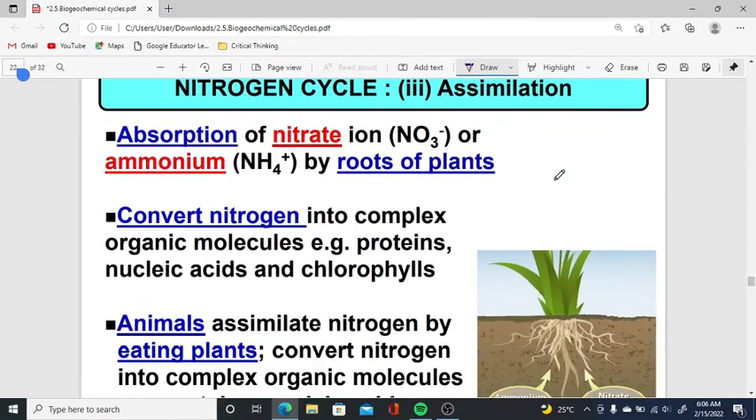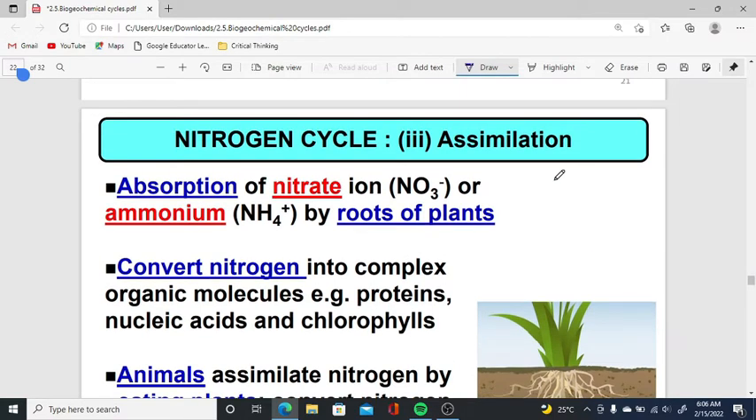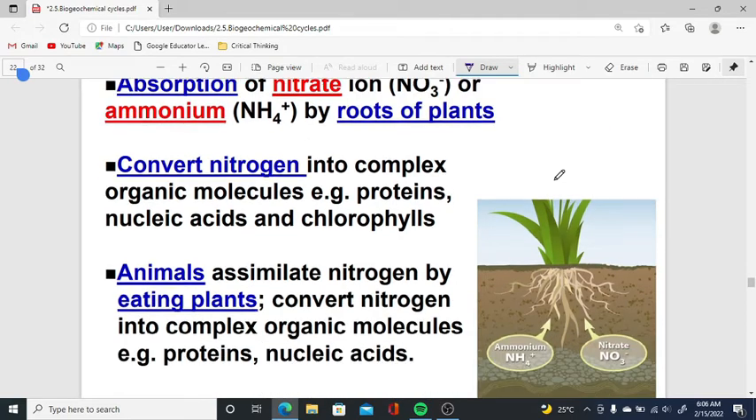Okay, so yang ketiga we have assimilation. Assimilation ni macam penggunaan lah. Okay, so absorption of nitrate ion or ammonium by roots of plant. So penggunaan, kan tadi kita cakap pokok dia boleh gunakan nitrogen dalam bentuk nitrate ion ataupun ammonium. So ni absorption of nitrate ion or ammonium by roots of plant. So it will convert nitrogen into complex organic molecules such as protein, nucleic acid and chlorophyll.